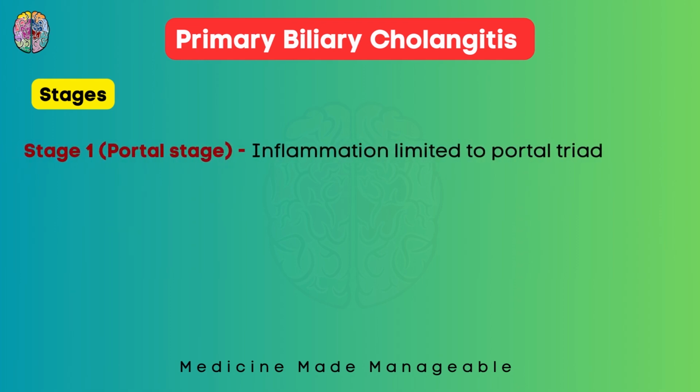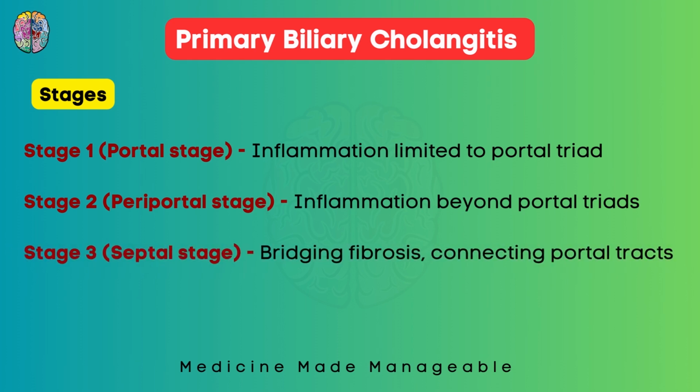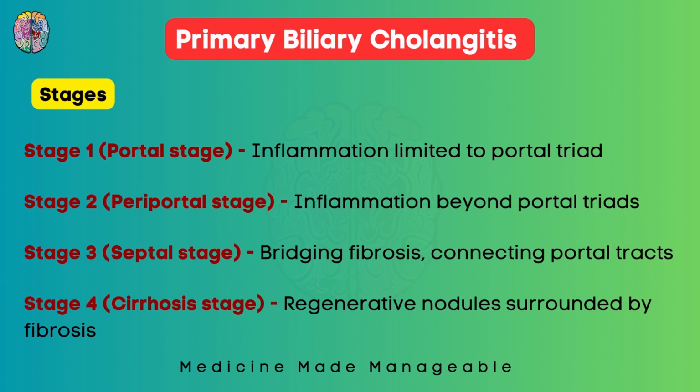Stage 1 is also called the portal stage, where the inflammation is limited to the portal triad only. Stage 2 is the periportal stage, where the inflammation is around the portal triad. Stage 3 or septal stage is where bridging fibrosis is seen, which connects the portal tracts. And stage 4 is cirrhosis, where regenerative nodules surrounded by fibrosis are seen.